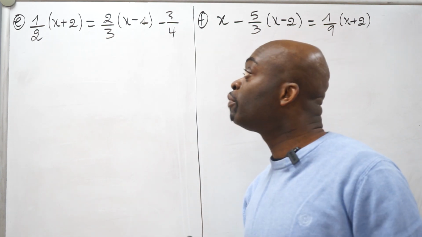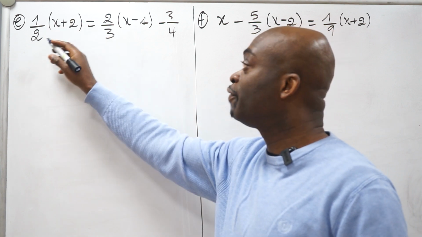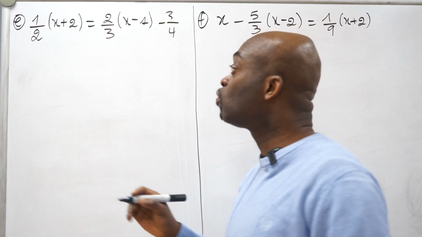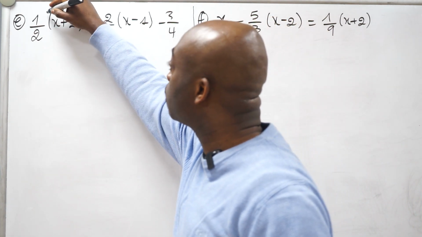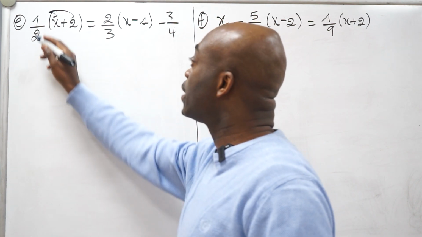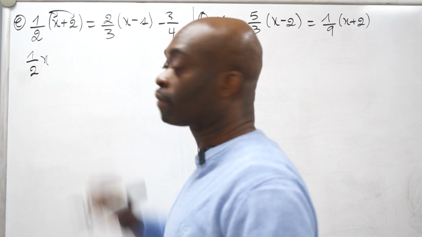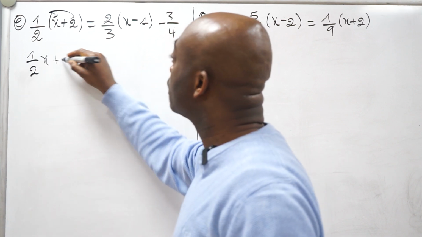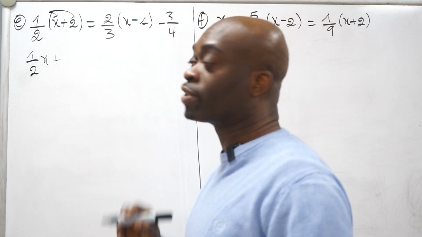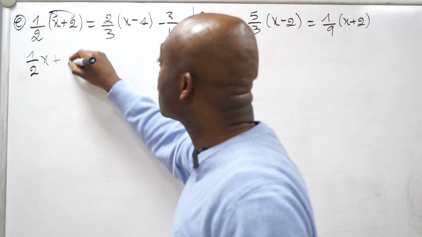Right? So the first thing we want to do most of the time is to remove the parentheses by multiplying what we have in front of the parentheses with what we have inside the parentheses. That means 1/2 is multiplying x and 1/2 is multiplying 2. So 1/2 times x is going to give us 1/2x. And then plus 1/2 times 2. So the 2 and 2 cross out, that becomes 1, because a half times 2 is 1. So that's plus 1.